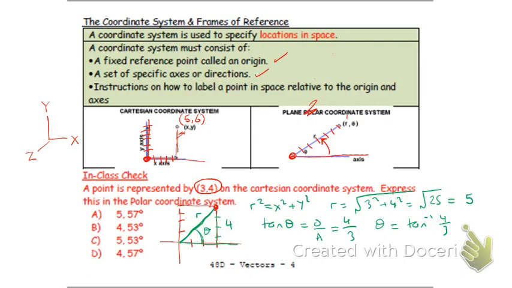And I go second tangent, and I go 4 divided by 3, close my parentheses, and then I get 53.13. So theta is equal to 53.13 degrees. There I have it. If you'd by chance done it in radians, there's no law that says you can't work in radians, but you have to label it as radians.